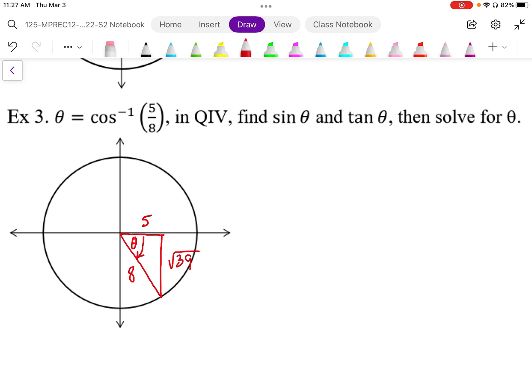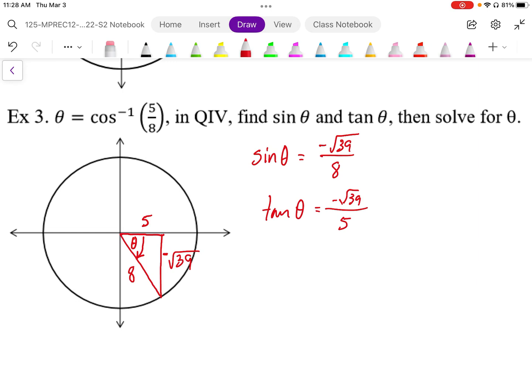Now we have to be careful because remember, we're always dealing with positioning, and that is going down. So we need to make sure that we indicate that as negative root 39 as our position. Once I've got that, I have the side length to state my ratio. Sine theta is equal to negative, because quadrant 4 is down, root 39 over 8, that's exact value. The tan ratio is going to be the slope, so negative root 39 rise over run, which is 5.